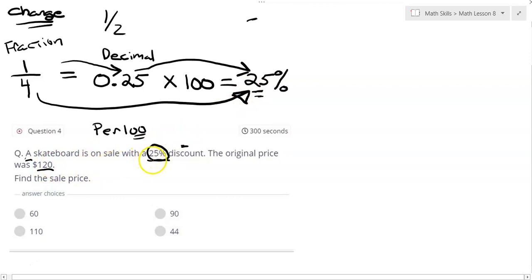So what we need to do is calculate the amount of the discount and then subtract it. So it's a two-step process here. So we're going to take $120, get to practice that multiplication that we talked about in the previous video, times. Now, we can't multiply this times 25 because 25 and 25% are not the same thing. But what we can do is convert this 25% back to a decimal.